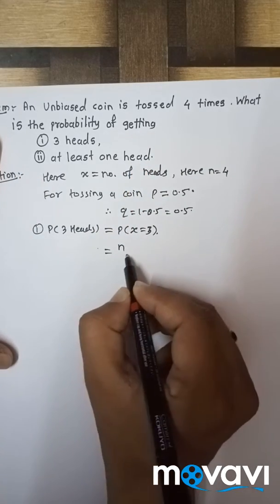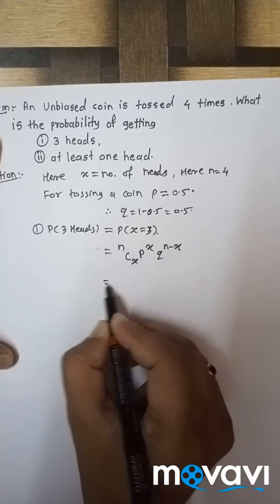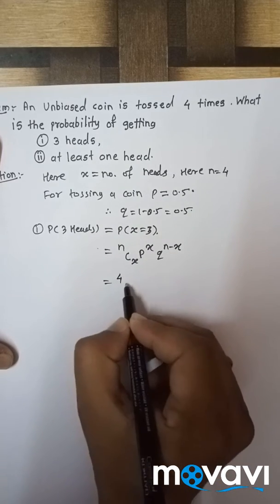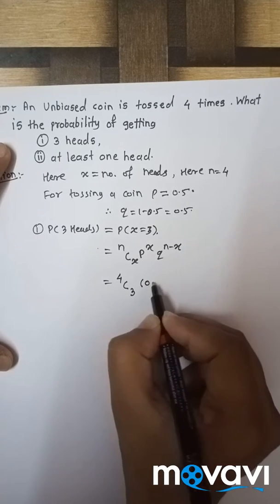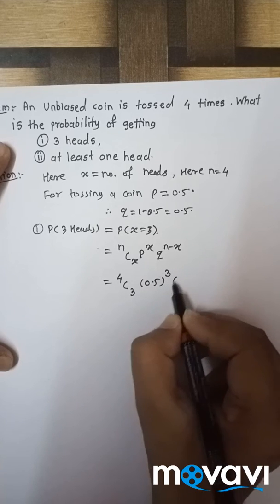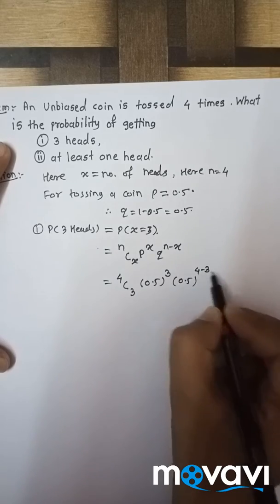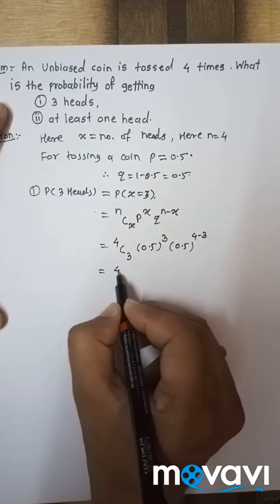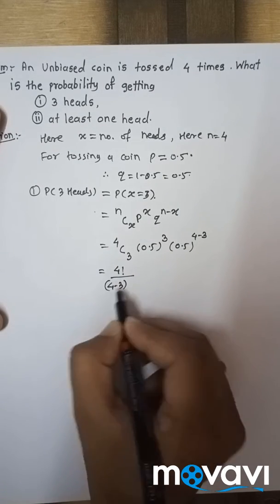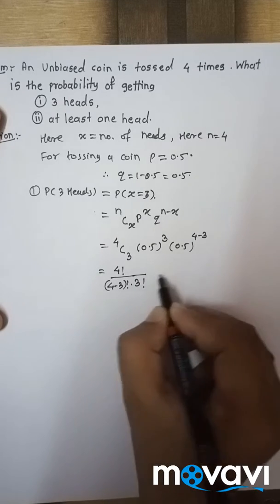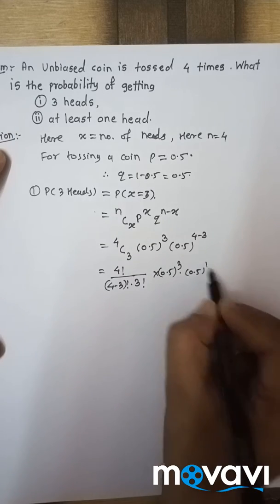P of x equal to 3 is nCx p raised to x q raised to n minus x. Here n is 4: 4C3, p is 0.5 raised to x which is 3, q is 0.5 raised to n minus x, which is 4 minus 3. This is equal to 4C3, which is 4 factorial upon 4 minus 3 factorial into 3 factorial, into 0.5 raised to 3 into 0.5 raised to 4 minus 3. 4 minus 3 is 1.